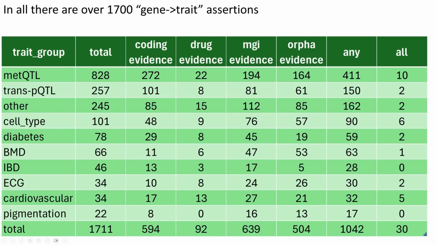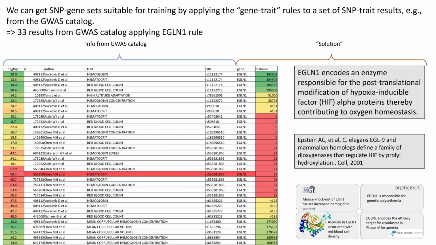But this is kind of the table of these 1,700 rules. Again, each one of these rules says this gene, if you find it in the vicinity of that trait, right, if you find a SNP for that trait in the vicinity of this gene, then you're justified in calling that the causal gene. This is something that we'll also come back to. The original lists that I generated were always a SNP, a gene, a trait.